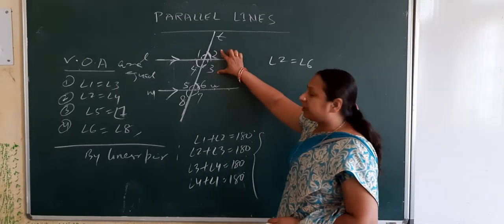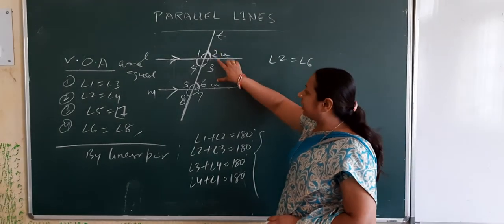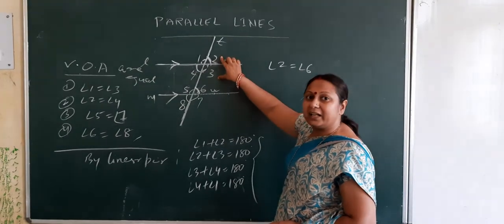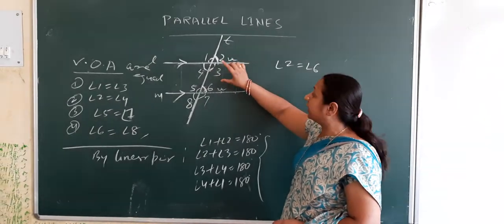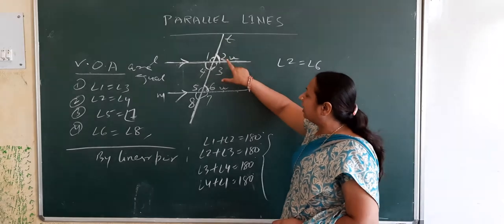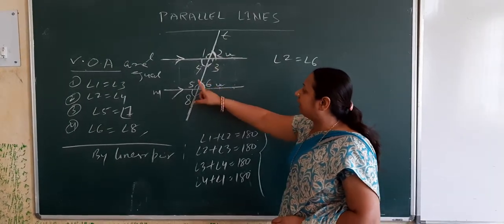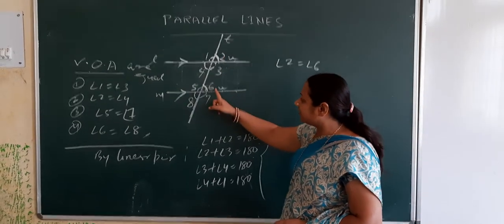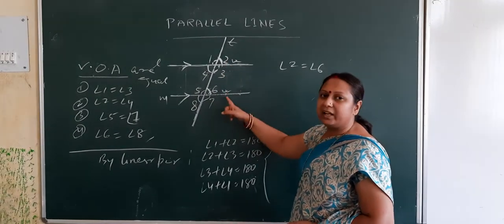The measures of these pairs are equal. Angle 2 equals angle 6. Now take angle 2 and angle 3. Angle 2 is an exterior angle and angle 3 is an interior angle, but these two angles are adjacent to each other. That's why we can't take them as corresponding angles. Angle 2 and angle 6 are on the same side of the transversal, and 2 is exterior, 6 is interior, but not adjacent.